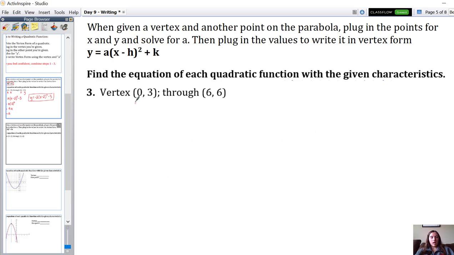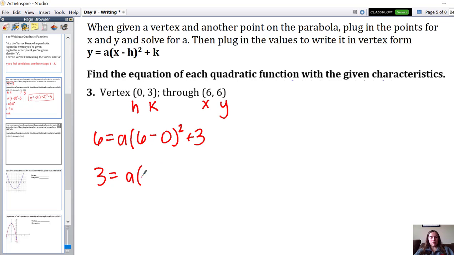Here's another example. Our vertex is at (0, 3), that's our h and k. We're going through the point (6, 6), that's x and y. We need to start by solving for a. y is 6 equals a times (x is 6 minus h, which is 0) squared, plus k, which is 3. I'm going to subtract 3, so 3 equals a times (0 minus 6 is 6) squared, so 3 equals 36a. When we divide by 36, 3 over 36 reduces to 1 over 12, so our value of a is 1 over 12.